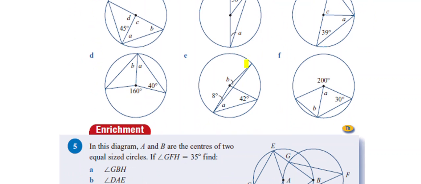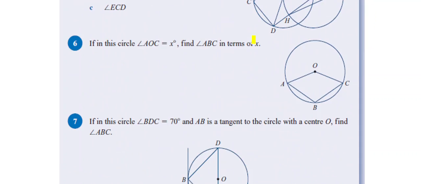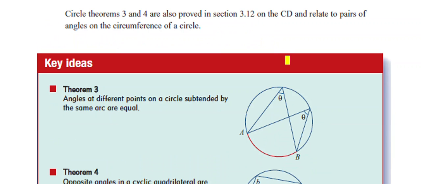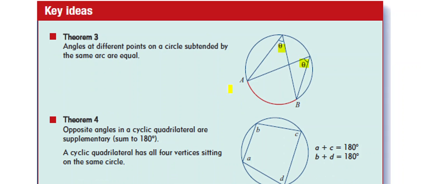So I'll go through these in more detail next week, but you can basically figure out the theorem. So theorem 3, very quickly, any arc where both angles go to the outside will be the same. That's what this theorem's talking about. Which makes sense. So if you have an arc and two angles that go to the outside, they're always going to be the same.